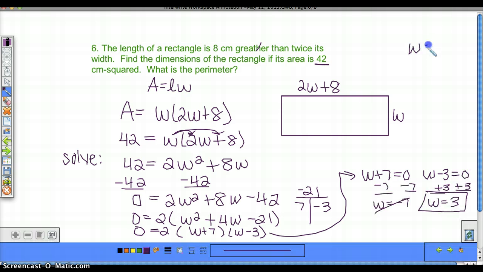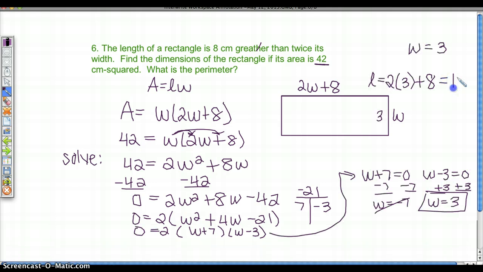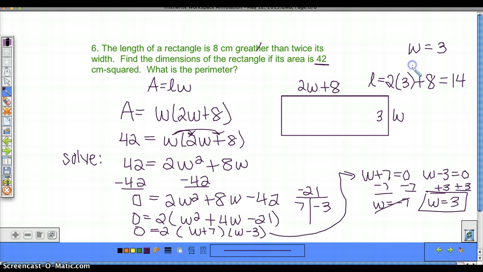So for the first part of my answer, I know my width is 3. I could relabel my rectangle with the width of 3. Now to find my length, I have 2 times W, so 2 times 3 plus 8. This is my length, which we get 6 plus 8, which is 14. So my width is 3, I know, and my length is 14. There's my two dimensions. And I know this is true because 3 times 14 is 42, so it checks for my area. And then the second part of the question says, what is the perimeter?